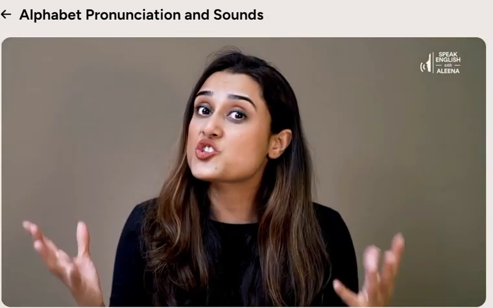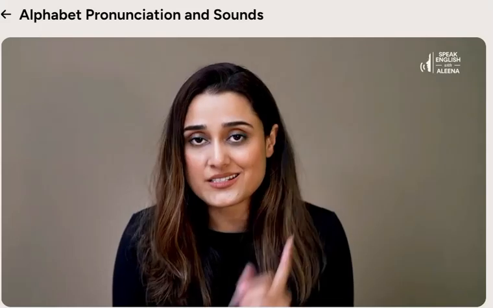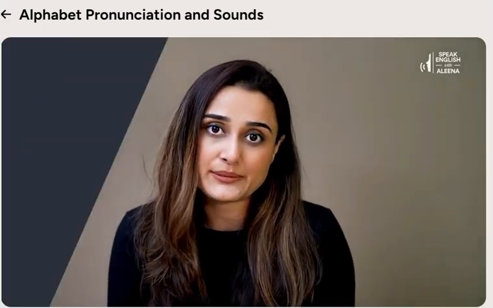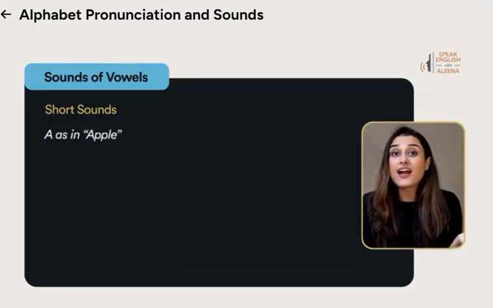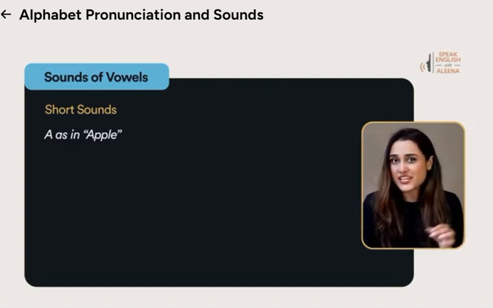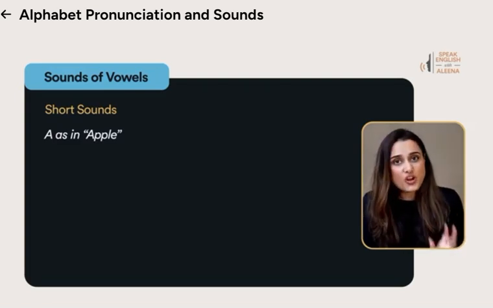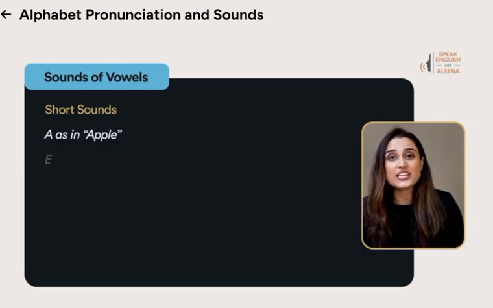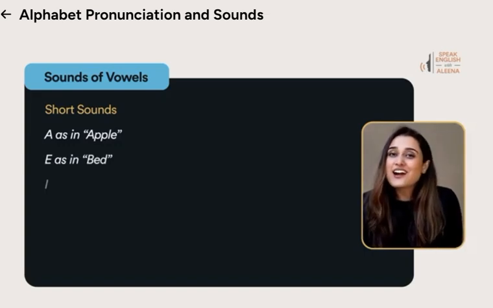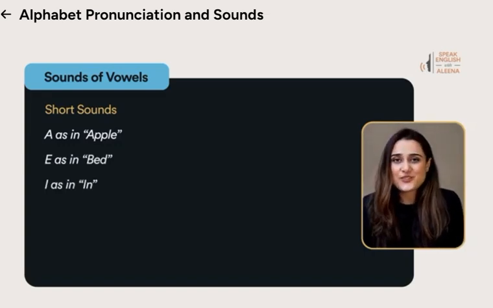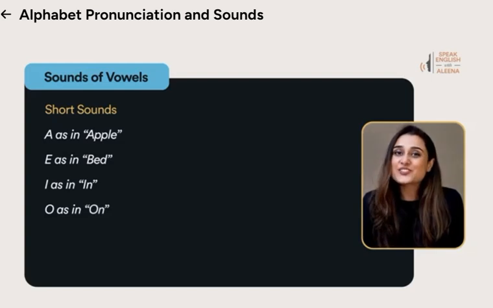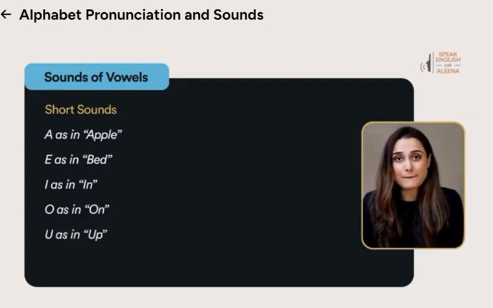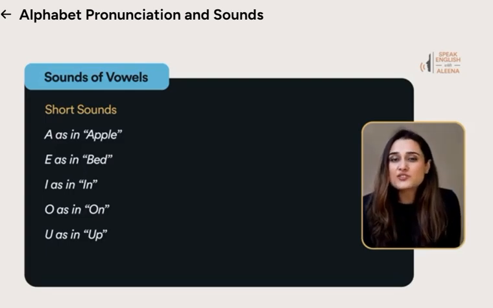But there are short sounds also. Let's understand this again with an example. A as in apple, and not 'ape'. You don't say it as 'ape'l. You say it as apple. So this is the short sound of letter A. Letter E, bed. Letter I, in. Letter O, on. Letter U, up. You don't say it as 'yup'. No, no. You say it as up, right? So these are short sounds of the vowels.